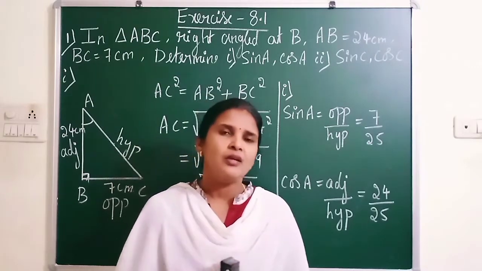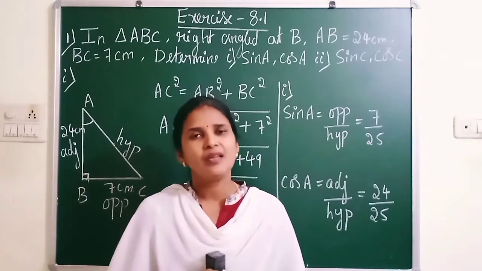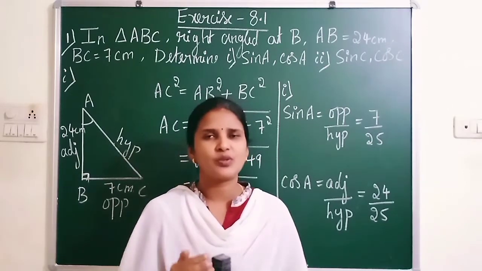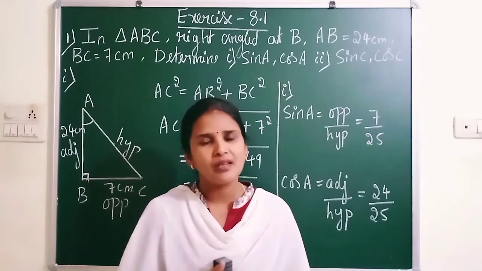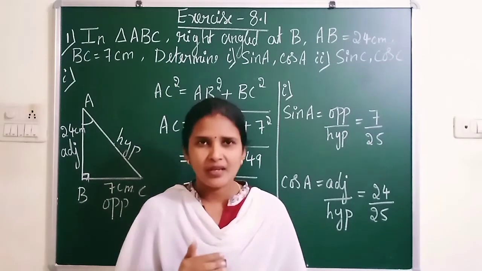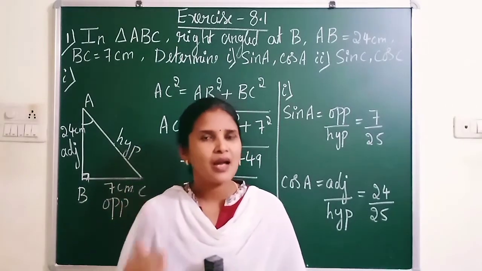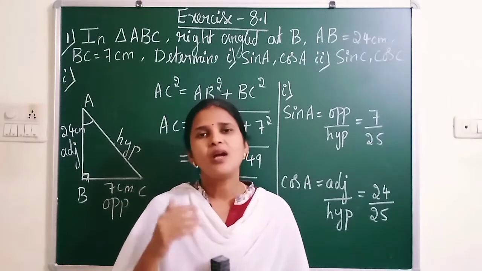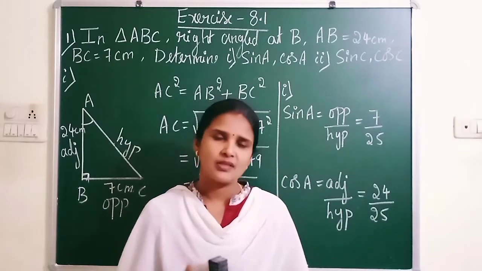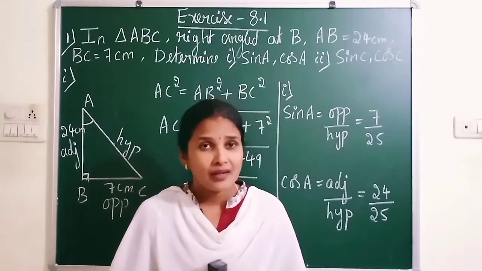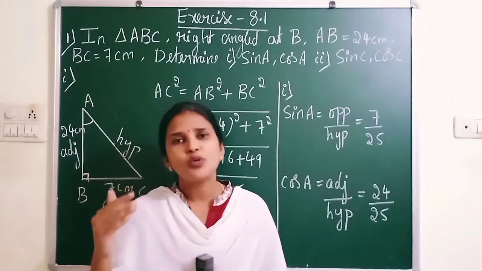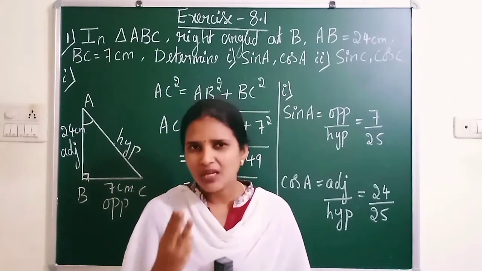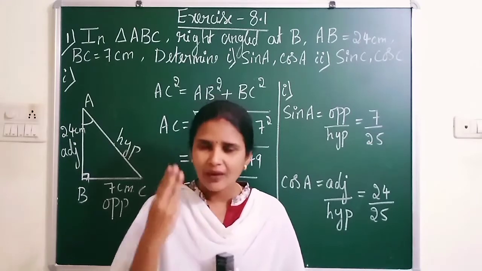one by one. The first one, sine A or sine theta also you can call. So sine theta, the first trigonometric ratio is sine A. So what is sine A? Start writing, children. Sine A equal to opposite by hypotenuse. Second one, cos A. Cos A equal to adjacent by hypotenuse. And the third one, tan A. Tan A equal to opposite by adjacent. So I already told you these are the 3 basic trigonometric ratios which you have to remember.